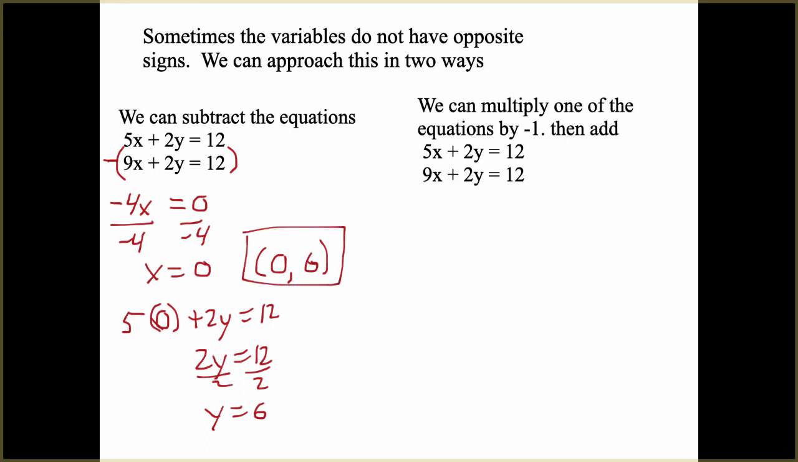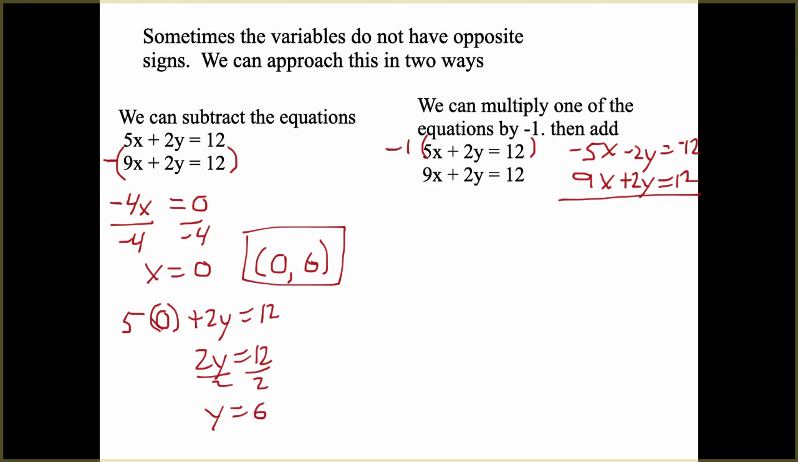Another way to do this, instead of just subtracting off the second equation, is to actually multiply one of the two equations by negative 1. It doesn't matter which one you do. So let's multiply the top equation by negative 1, and then we'll just add them together. So now we have negative 5x minus 2y equals negative 12, and then we have 9x plus 2y equals 12. Now we have opposite signs for the coefficients of y, a negative 2 and a positive 2. We can just add these two equations together.